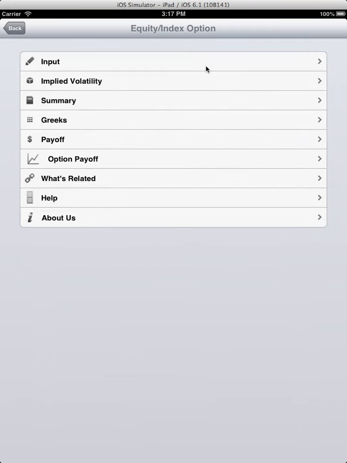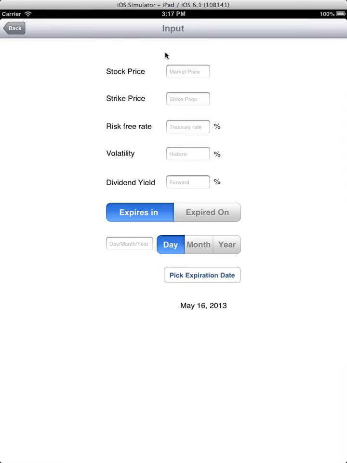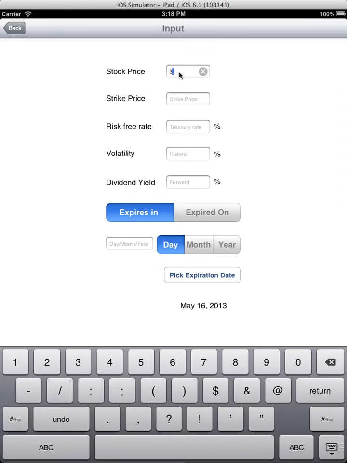Okay, let me go to equity and indexes: input, implied volatility, summary, GRIX, payoffs, option payoff chart, what's related, and help. So option price, we entered the option security price. So this is the strike price. This is the risk-free rate of corresponding expiration. This is the historic volatility. This is the dividend yield.